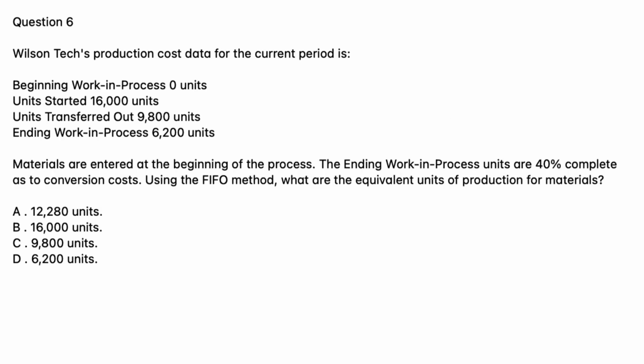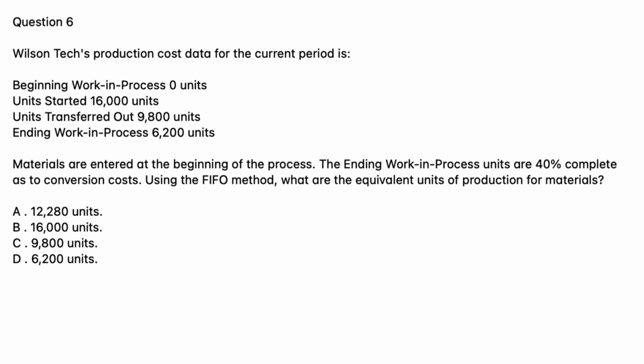Question 6. Wilson Tech's production cost data for the current period is: beginning work in process 0 units. Units started 16,000 units. Units transferred out 9,800 units. Ending work in process 6,200 units. Materials are entered at the beginning of the process. The ending work in process units are 40% complete as to conversion costs. Using the FIFO method, what are the equivalent units of production for materials?